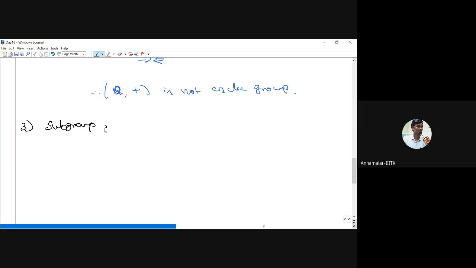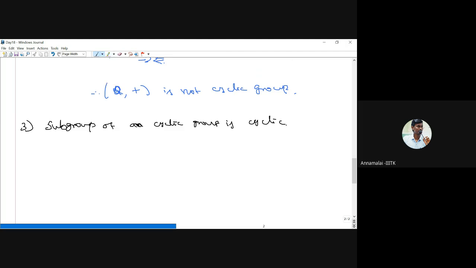Subgroup of a cyclic group is cyclic. Okay. So from this we can easily say that R comma plus is not a cyclic group. Why is R comma plus not a cyclic group?